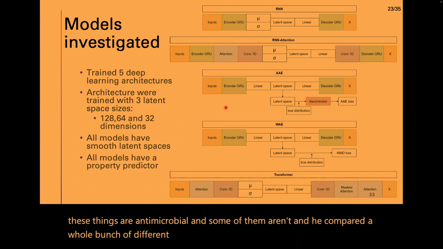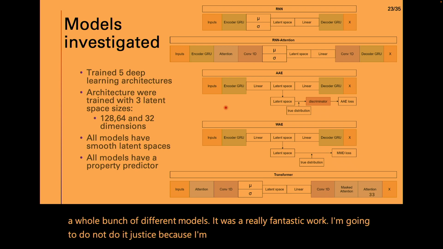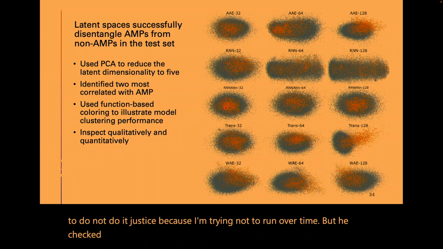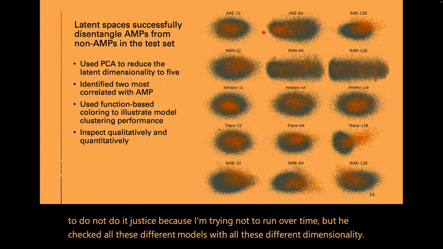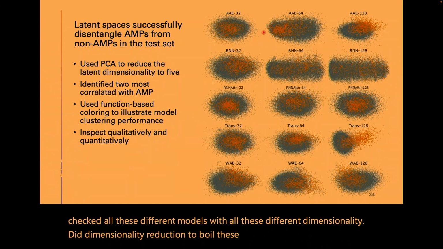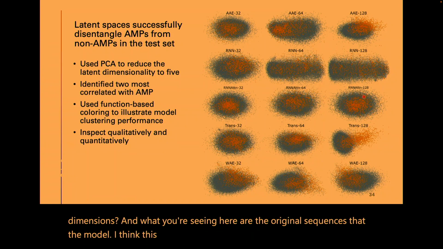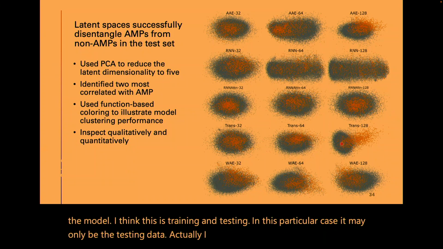It was really fantastic work. I'm going to not do it justice because I'm trying not to run over time. But he checked all these different models with all these different dimensionalities. He did dimensionality reduction to boil these things down into 2 dimensions. And what you're seeing here are the original sequences that the model, I think this is training and testing in this particular case. It may only be the testing data, actually. I don't quite remember. I don't want to say for sure.